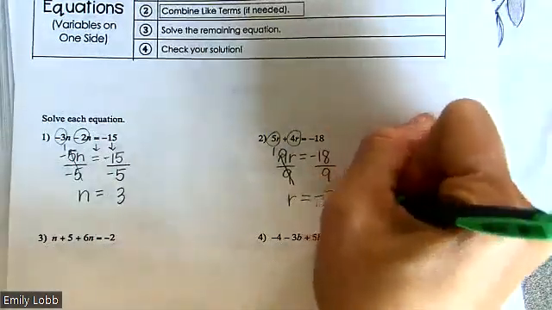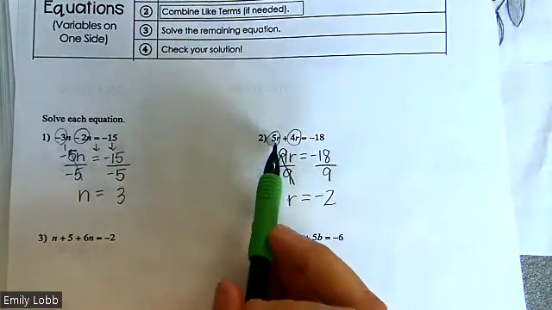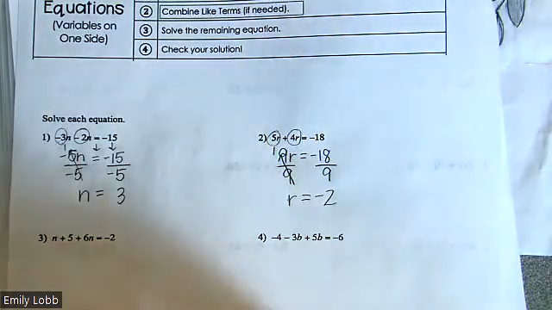-2. Again, you could go back and think through it. -10 minus 8 is -18.